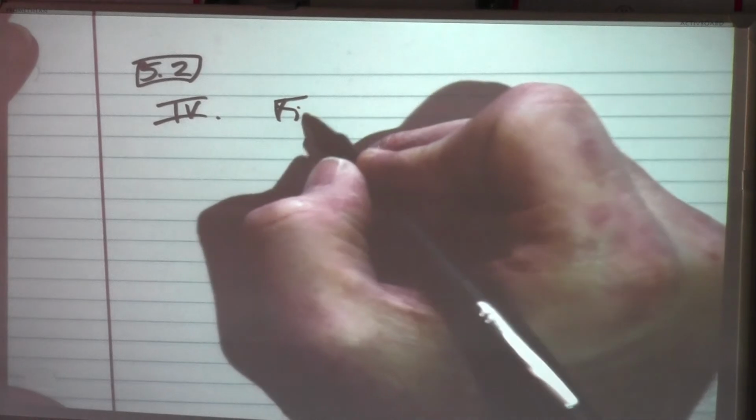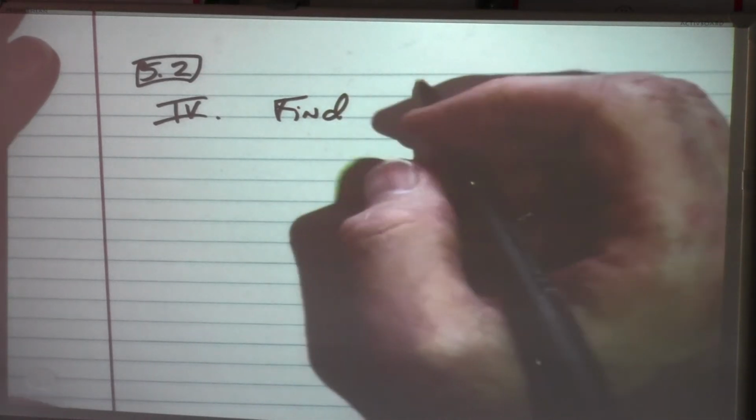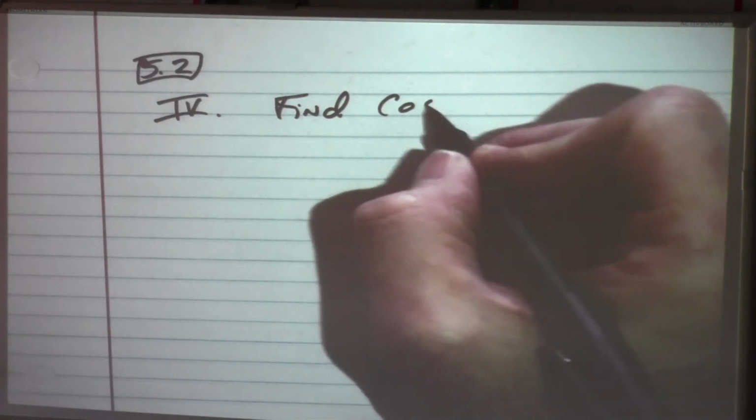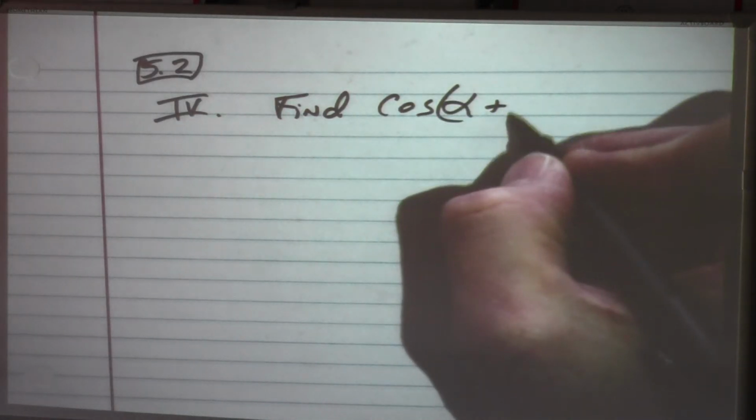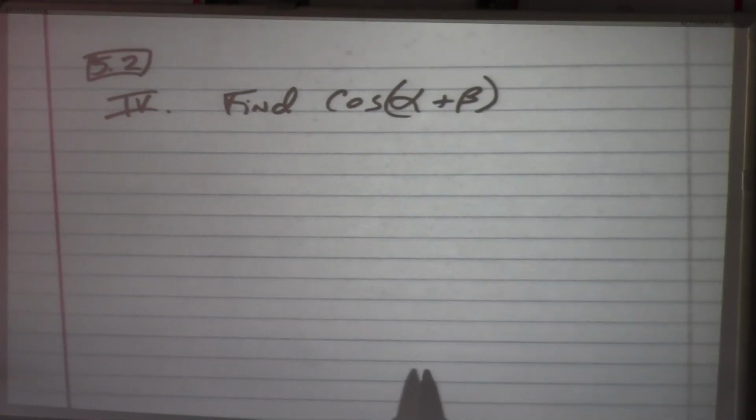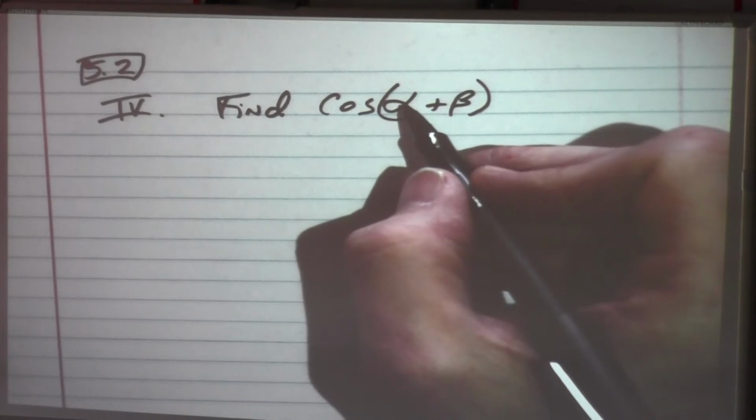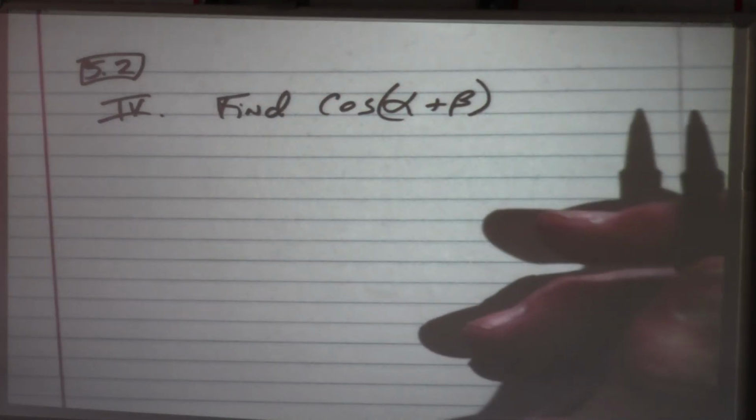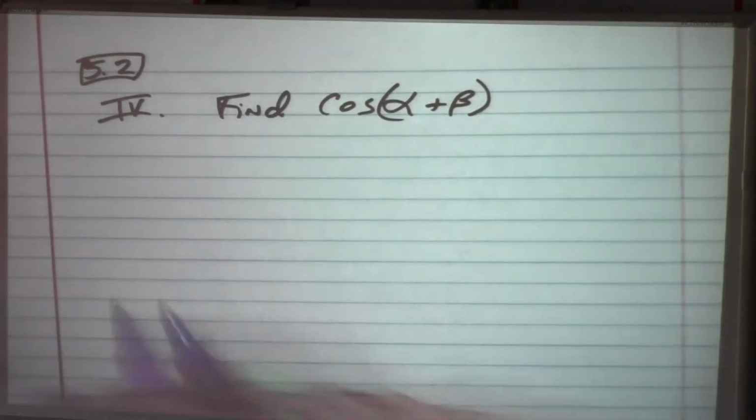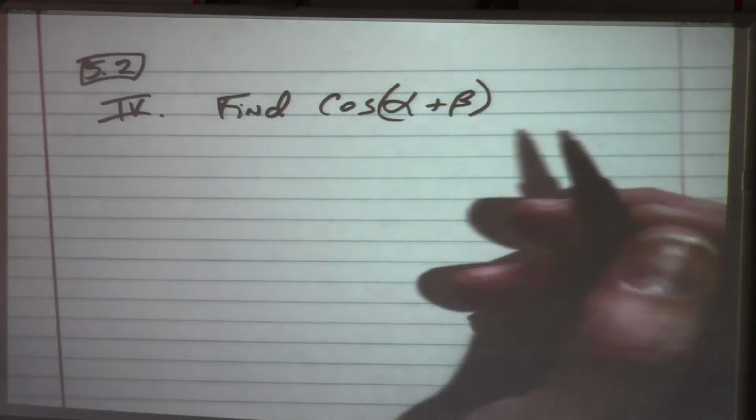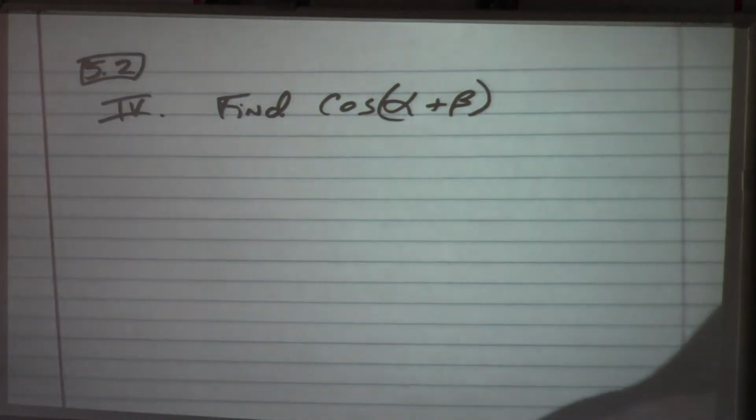So on this one, we are going to find out what this is. We want to find cosine of alpha plus beta. Right? We want to find out what that is. Well, we need some information. We need to be told what alpha is and what beta is. So we don't know that yet. In order to do the formula, we need to know cosine of alpha, cosine of beta, and we need sine of alpha and sine of beta.